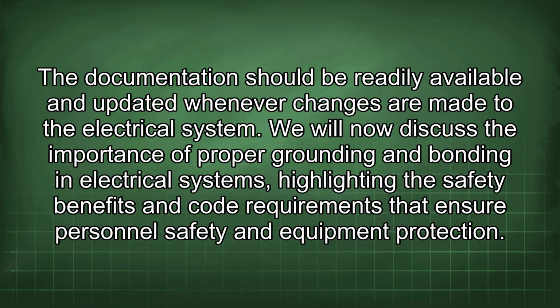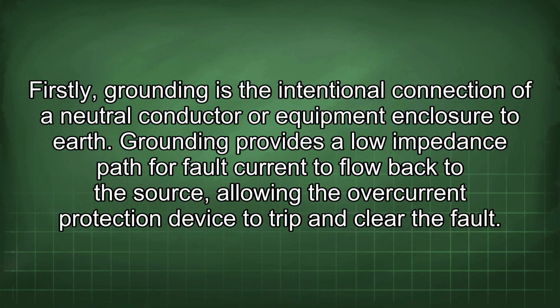We will now discuss the importance of proper grounding and bonding in electrical systems, highlighting the safety benefits and code requirements that ensure personnel safety and equipment protection. Firstly, grounding is the intentional connection of a neutral conductor or equipment enclosure to earth. Grounding provides a low impedance path for fault current to flow back to the source, allowing the overcurrent protection device to trip and clear the fault.